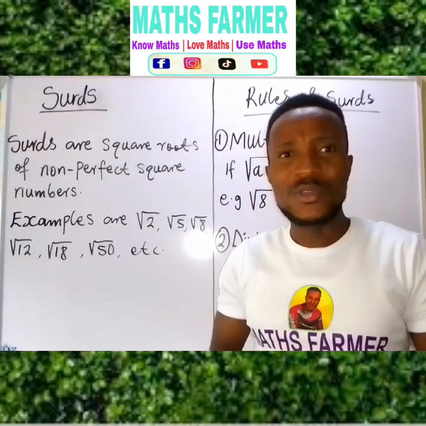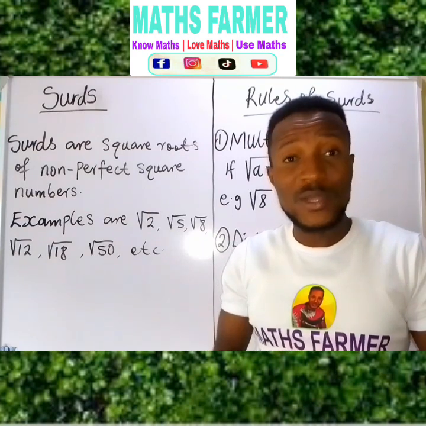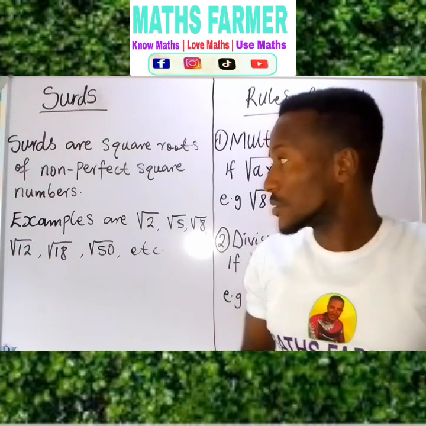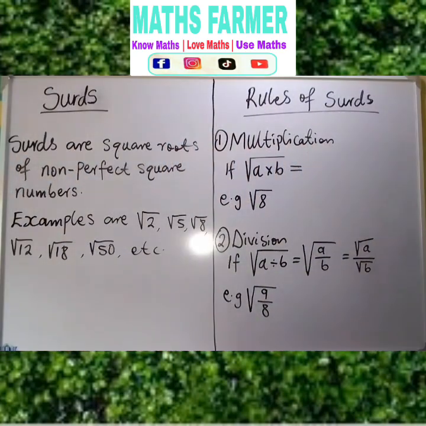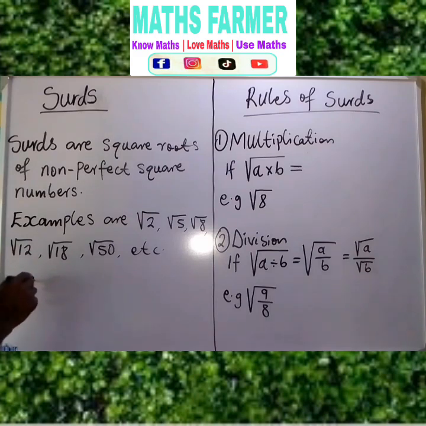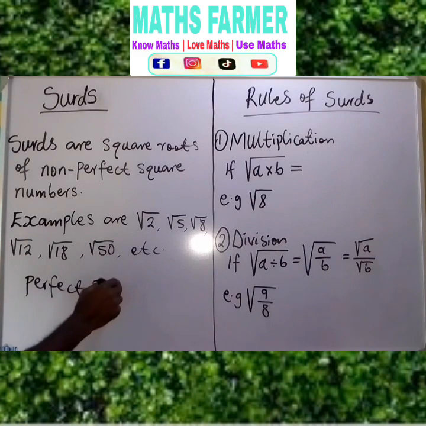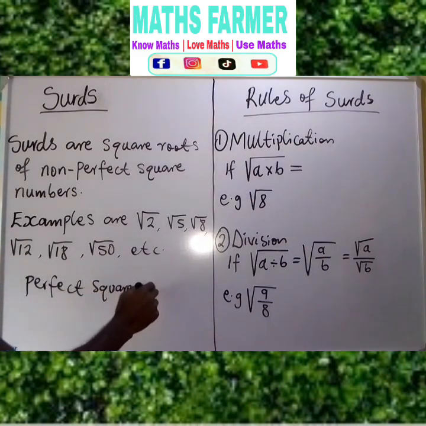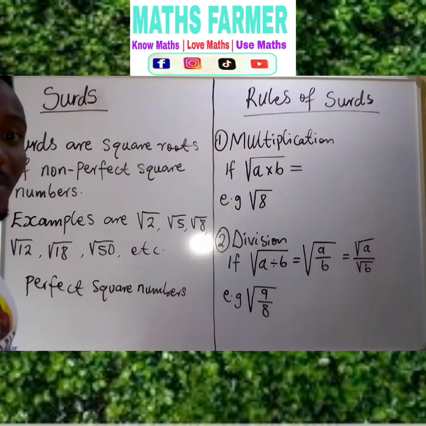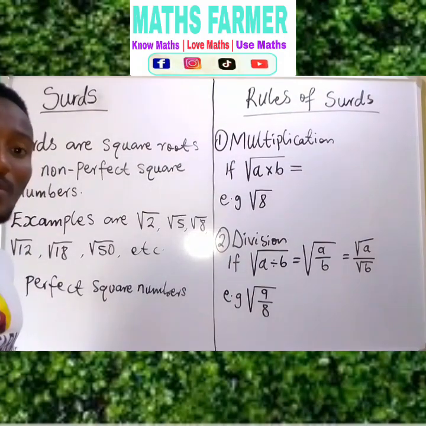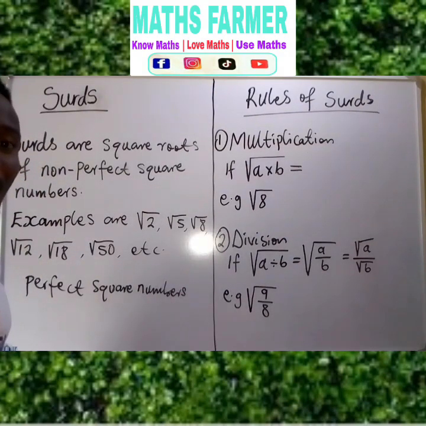The question will now be, what are perfect square numbers? Because we said that surds are square roots of non-perfect square numbers, we will talk about perfect square numbers. Perfect square numbers are numbers in which their square roots will give us a whole number.